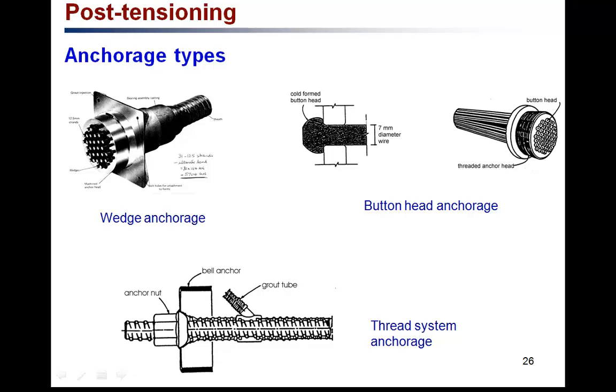And again, these are examples of the anchors that we use for post-tensioning. In post-tensioning, we need to anchor the tendons after they have been stressed. Usually the wedge anchor is quite commonly used for post-tension members. We can also use the button anchor here, and if it is a bar, we can use the thread system to anchor the bar after it has been stressed.